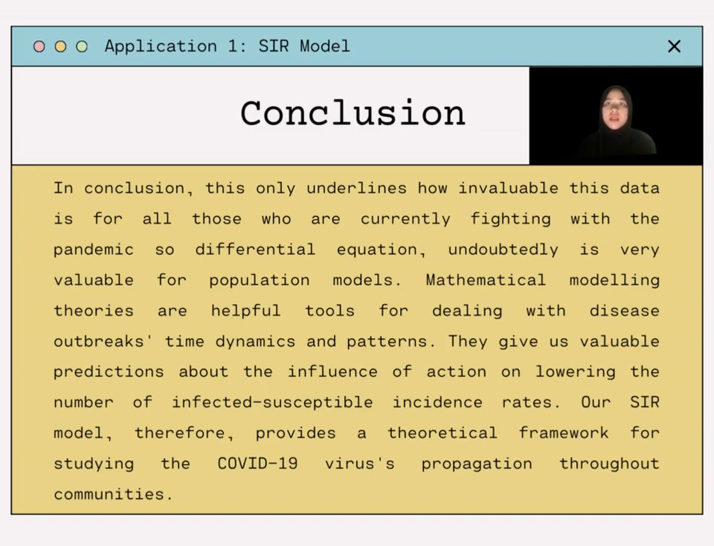Mathematical modeling theories are helpful tools for dealing with disease outbreaks, time dynamics, and patterns. They give us valuable predictions about the influence of actions on lowering the number of infected and susceptible individuals and incidence rates. Our SIR model, therefore, provides a theoretical framework for studying COVID-19 virus propagation throughout communities.